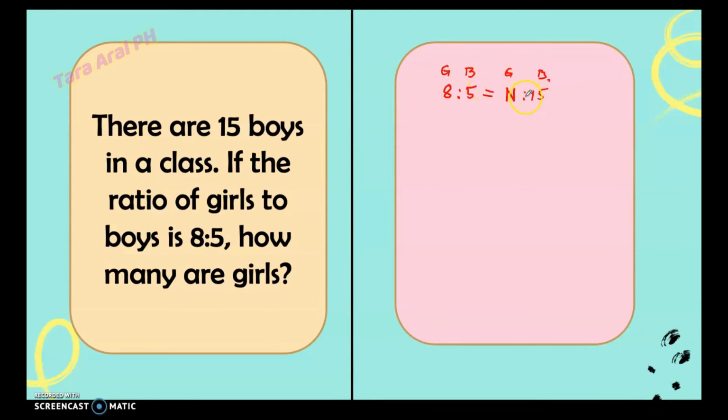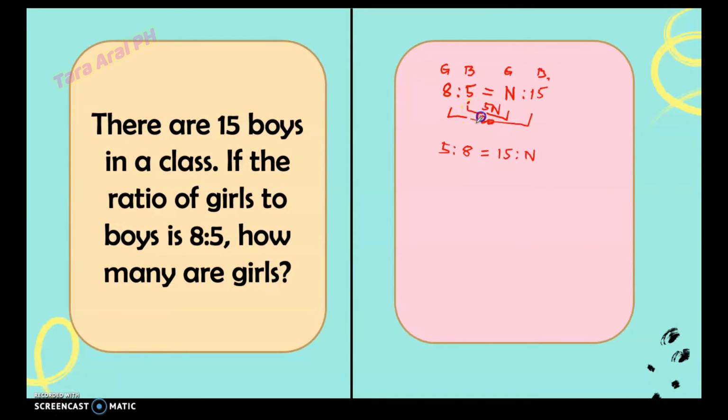Okay. So order is very important in the ratio. So if this is the girls, this is the boys, it should be girls and then boys. If you want to write boys to girls, you can also write this as 5:8 is equal to 15:n. We will still get the same answer. We solve this, we have 5n, and 15 times 8 is 120. So we have 5n is equal to 120. n is equal to 120 divided by 5. n is 24.